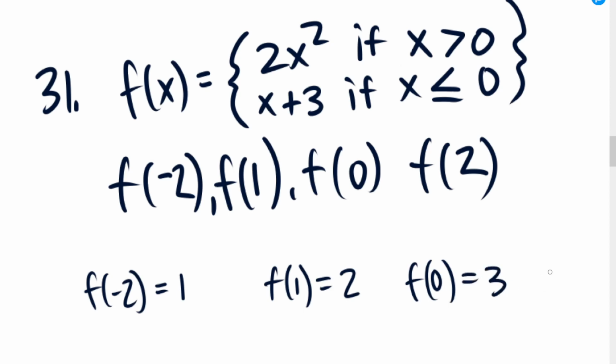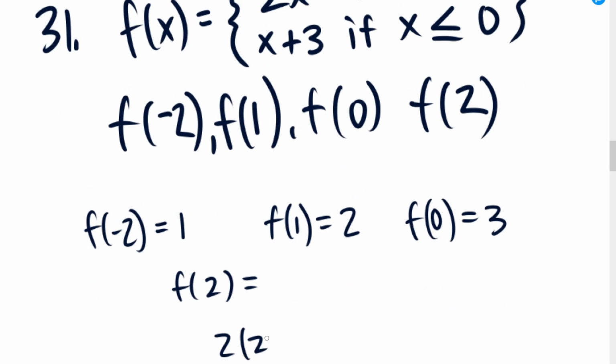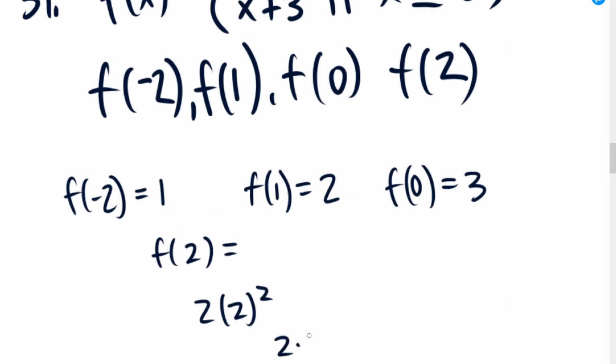And then 2 is greater than 0. So we'll do the 2x squared one, which will give us, here, hold on, sorry. F of 2 is equal to 2 times 2 squared, which is going to be 2 times 4, which is going to be 8.